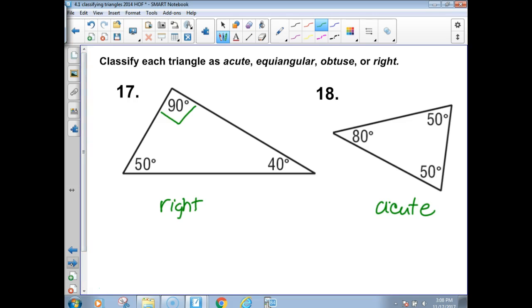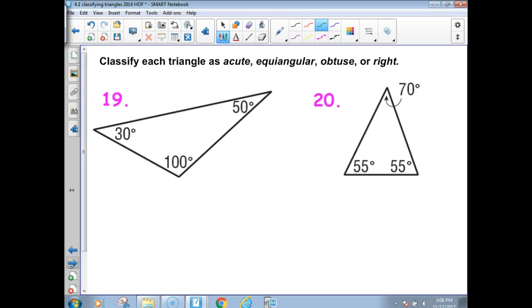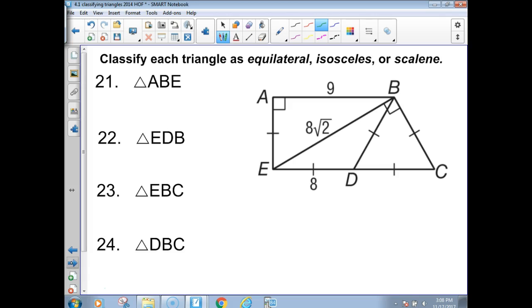But then I noticed that 19 and 20, nope, I think you can do those. 19, of course, is what? Yeah, obtuse. And what about 20? Acute. And then you get to 21.